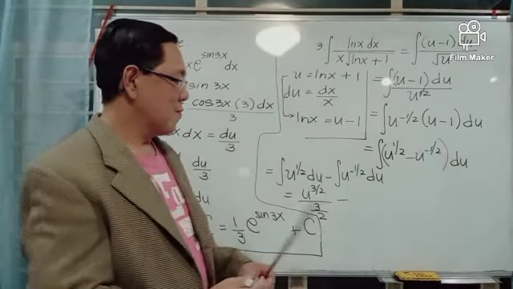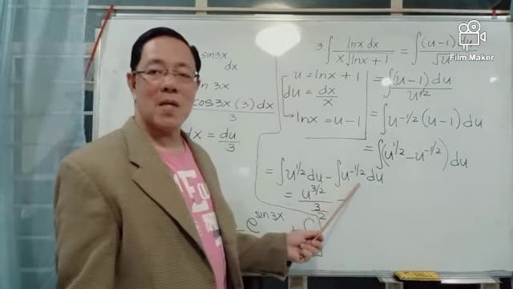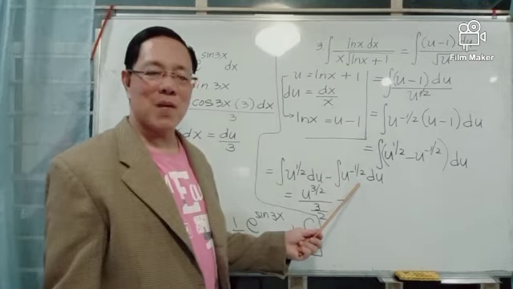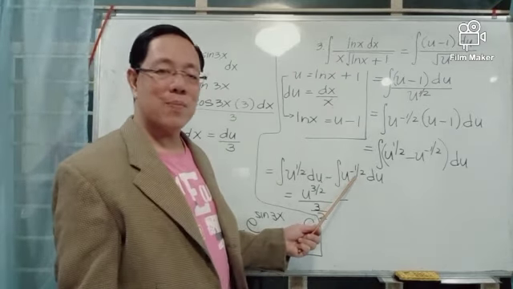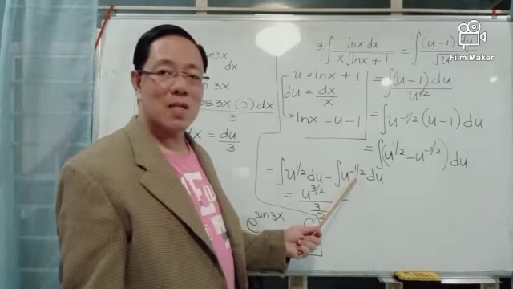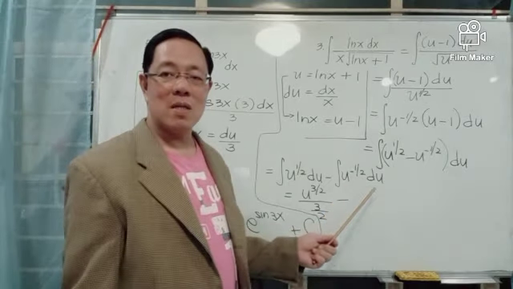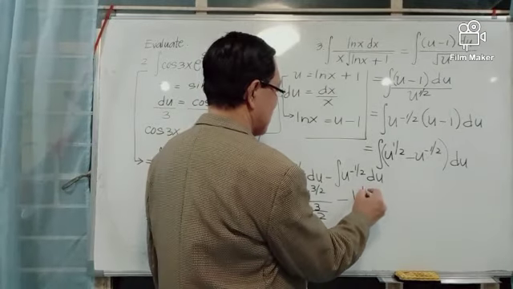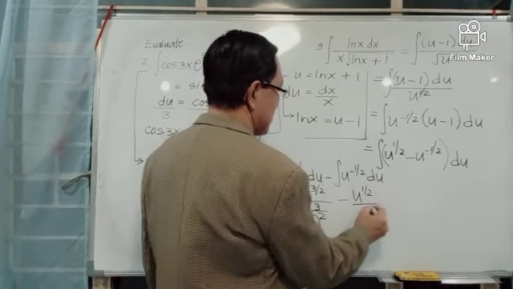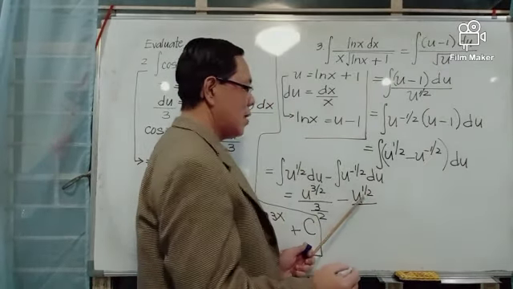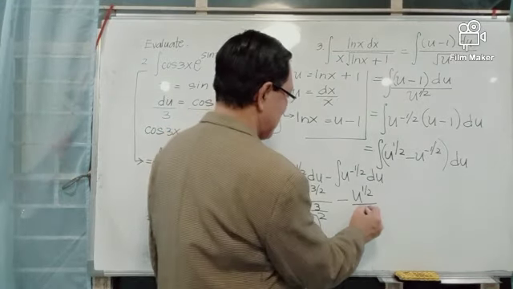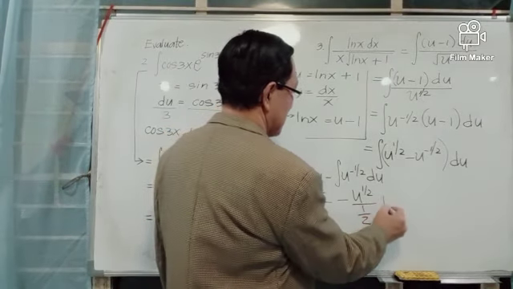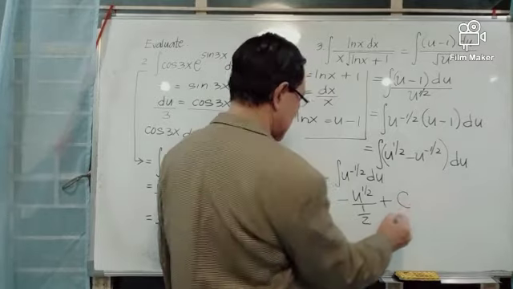Minus, for the second term, the exponent n in the power rule for integration is negative 1 half. And we add 1 to negative 1 half. Negative 1 half plus 1 is 1 half. U raised to 1 half, divide by n plus 1, 1 half. Plus the constant of integration c.